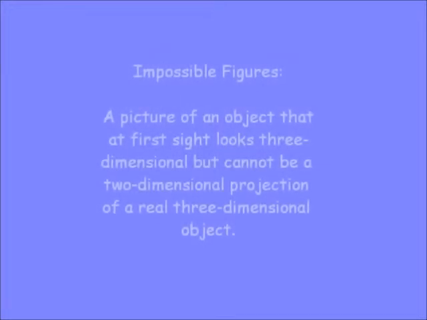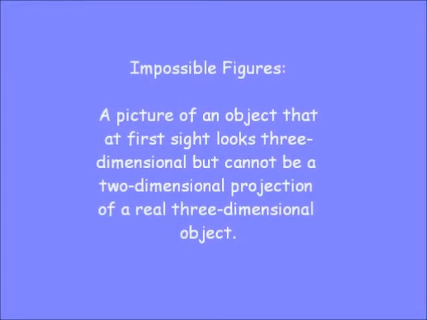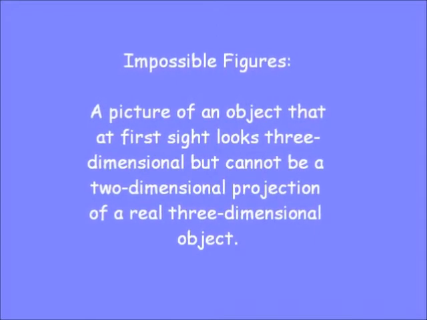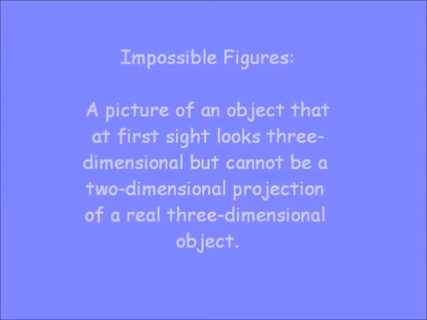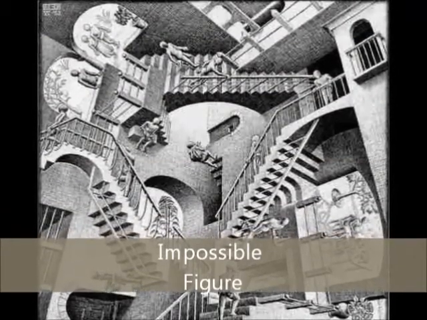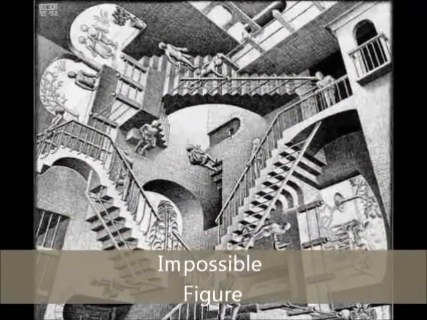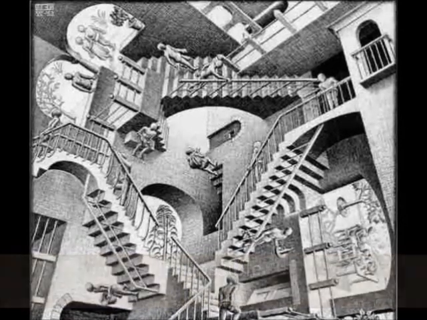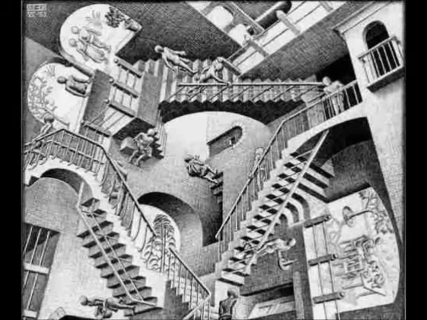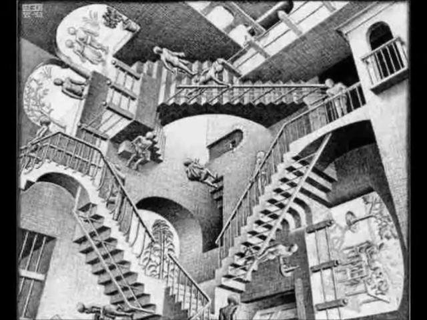Impossible figures. A picture of an object that at first sight looks three-dimensional but cannot be a two-dimensional projection of a real three-dimensional object. So basically this is saying that the stairs look three-dimensional, but it cannot be real because there are stairs entering into stairs, and that's impossible. So that's why it's an impossible figure.